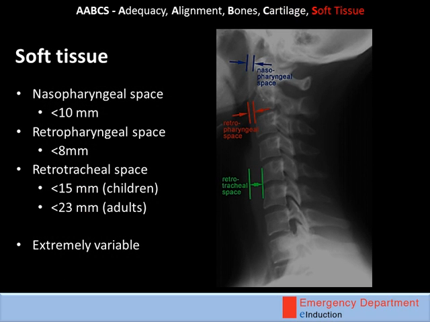Soft tissues can be very useful in identifying subtle injuries, as an abnormal swelling may be due to hematoma from a fracture. Normally in adults, they are less than 10 mm at C1, nasopharyngeal space, less than 8 mm from C2 to C4 in the retropharyngeal space, and less than 23 mm in adults from C5 to C7, the retrotracheal space. As these findings are quite variable, you're often looking for a change in soft tissue contour rather than an absolute diameter change.